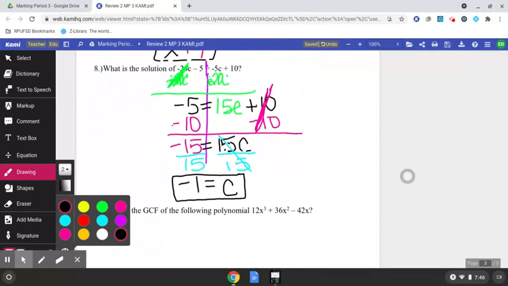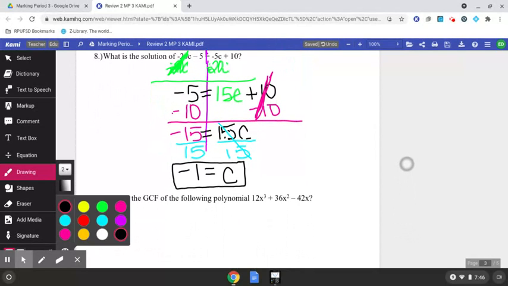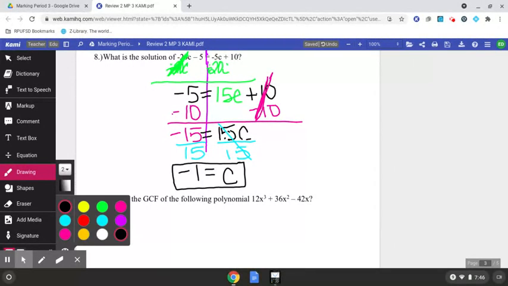So yes, it involved a little more steps than the 2-step equations. But again, your primary goal is to get your variable on one side and your numbers on the other.